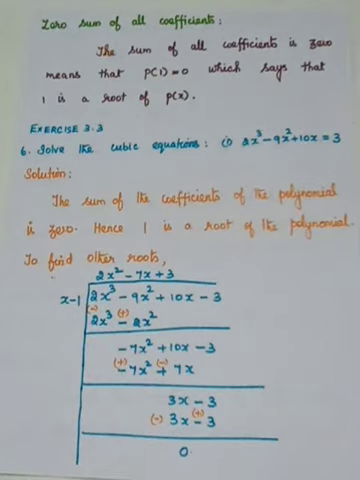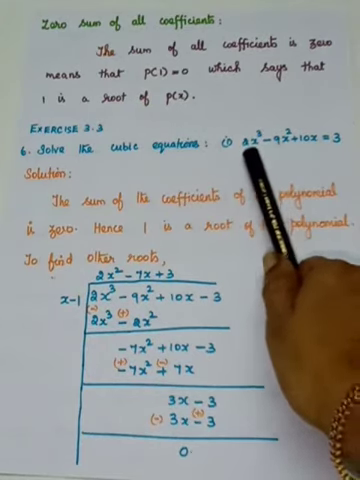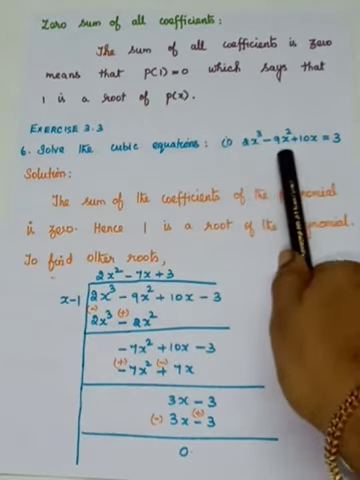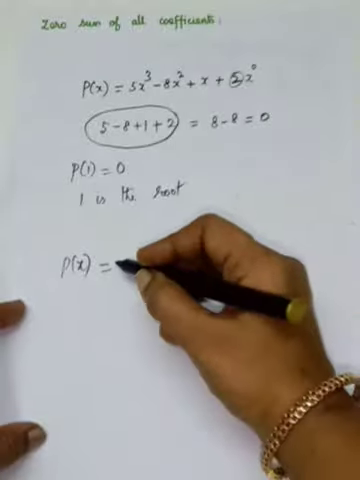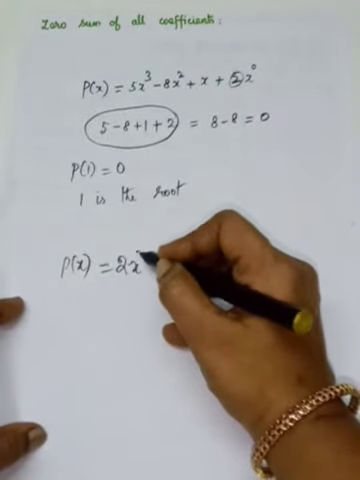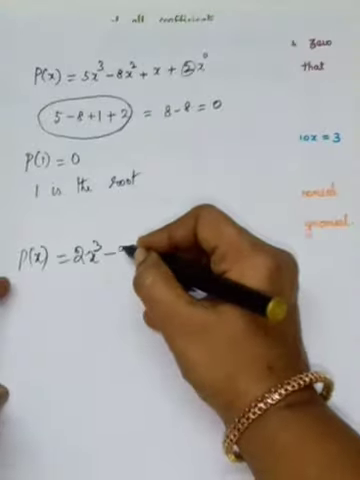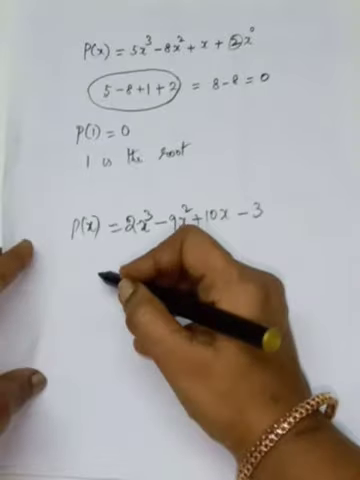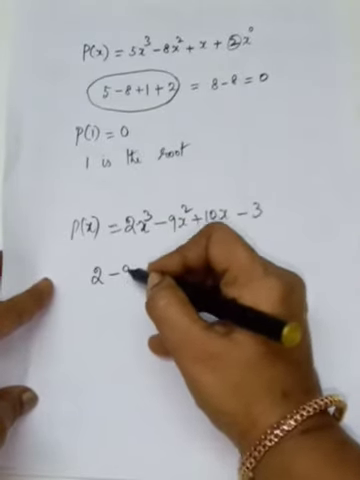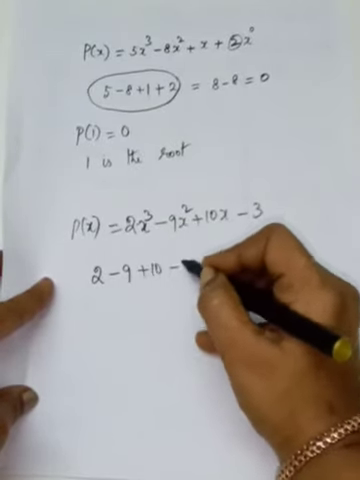3.6, first subdivision. 2x cube minus 9x squared plus 10x equal to 3. You bring this 3 to the other side, so it is minus 3. What is your polynomial P of x? It is 2x cube minus 9x squared plus 10x minus 3. See the coefficients: 2, minus 9, plus 10, minus 3.